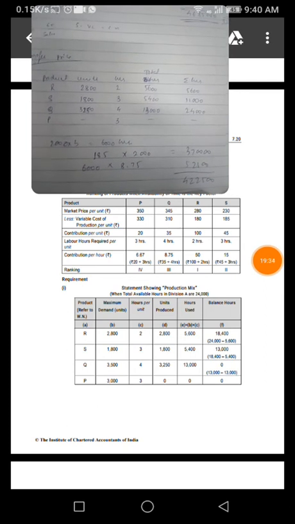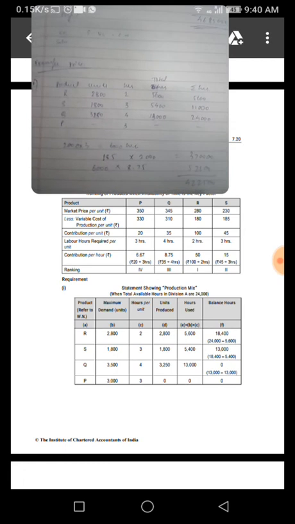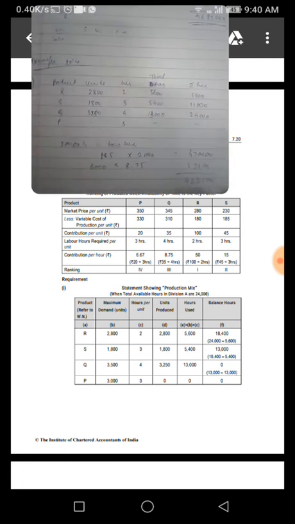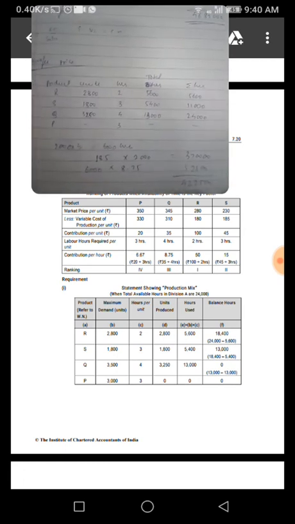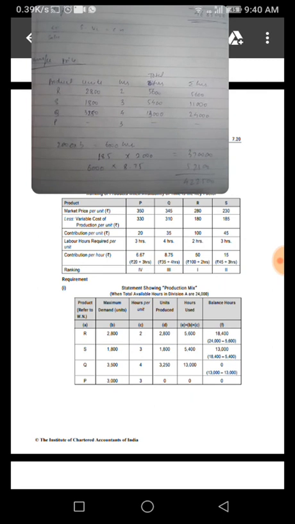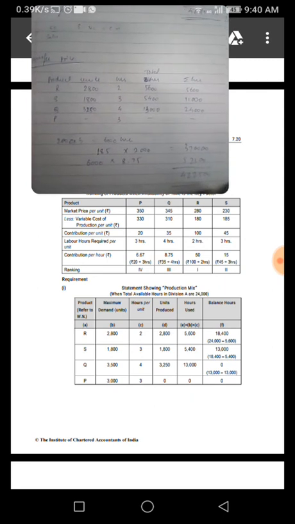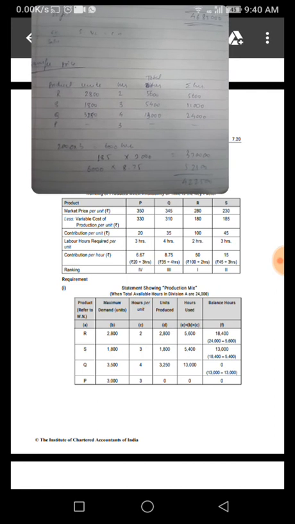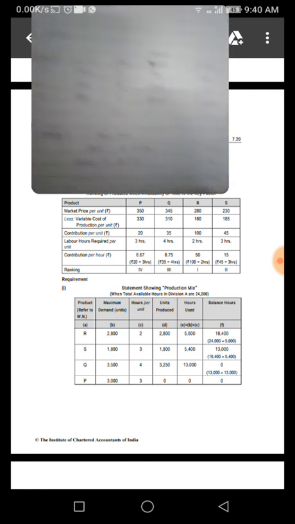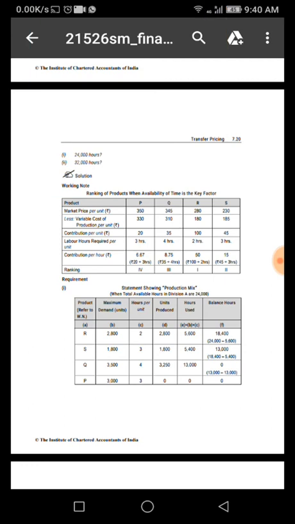Okay, and that's it. Something like this. I was telling, the table has to be something like this: product, unit, hours, total hours, cumulative hours. This is R, S, Q, P. Okay, and that's it. So after that we will get the units which we can produce, based on the available hours.